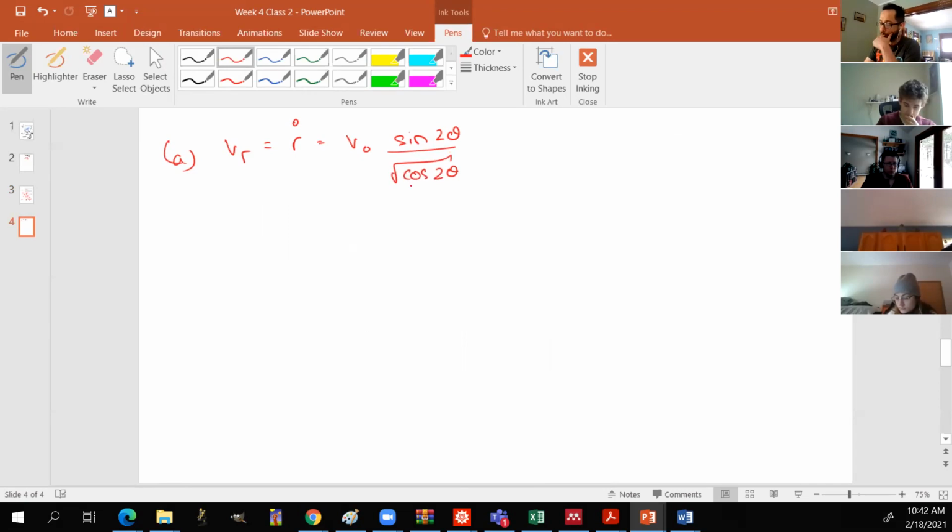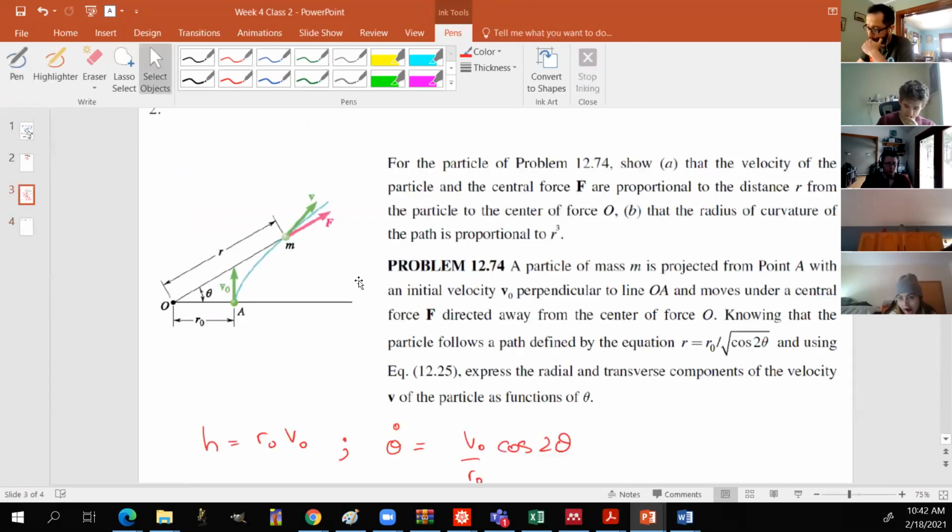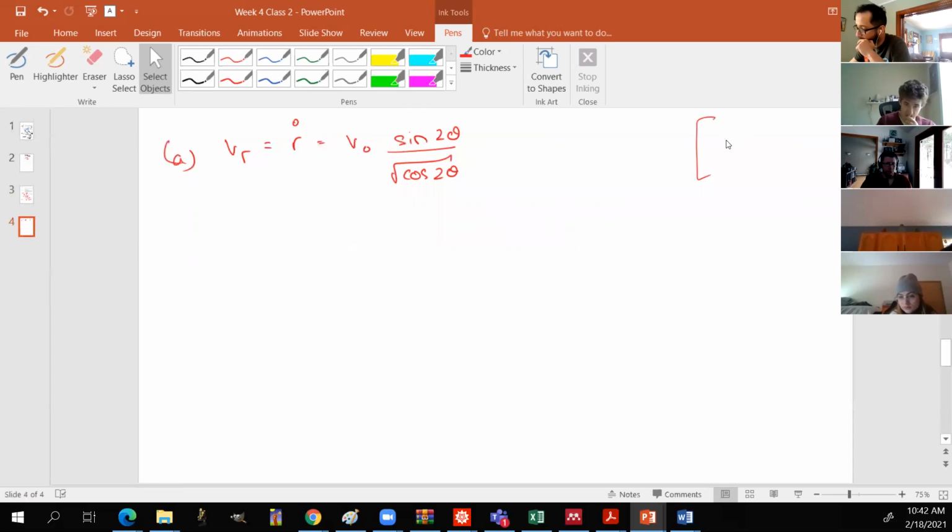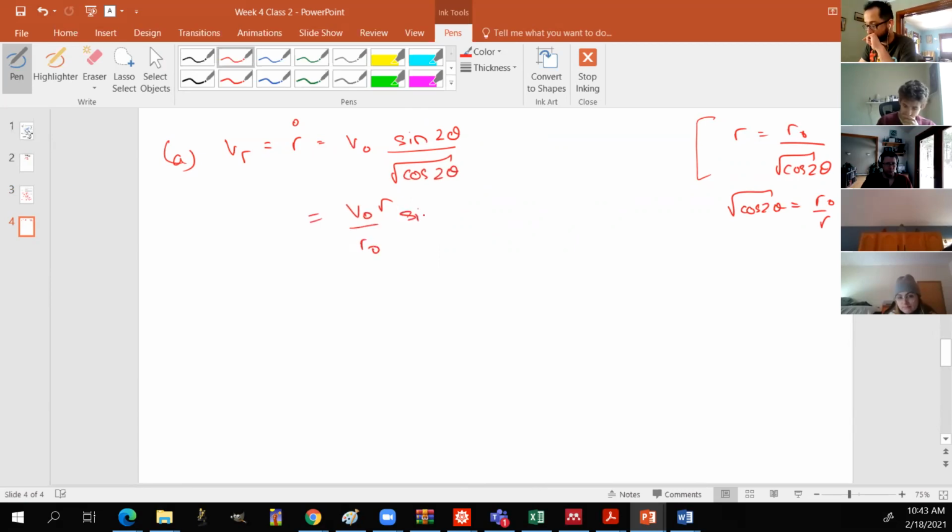But then you use this expression over here. We know from the question that that equation is true. So R is equal to R naught divided by cosine 2 theta, or you can say that cosine 2 theta is equal to R naught divided by R. So you can write this expression as V naught R over R naught times sine 2 theta.